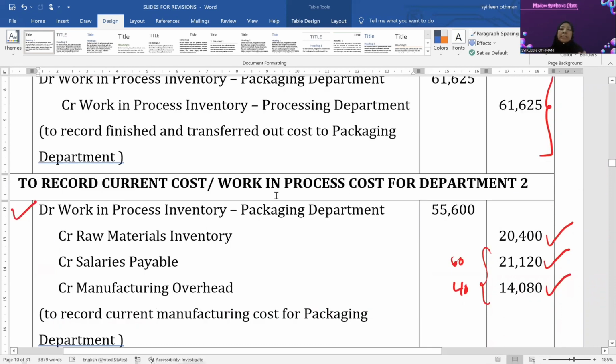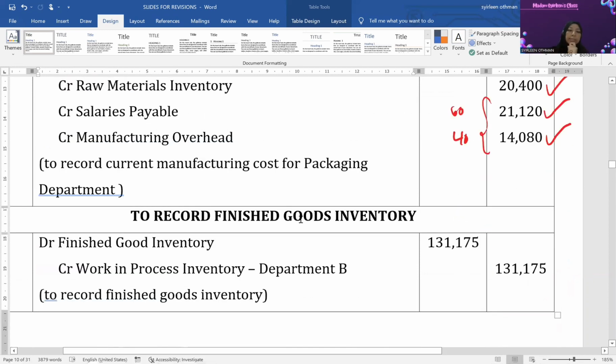So bila dah siap di department 2, barang tu akan keluar, cost tu, untuk produk tu akan keluar. Dia tak ada third department, dia akan terus masuk store lah. So bila dia masuk store, approach dia sama macam topic 7. Okay, dia akan keluar dari kilang. So kita akan credit work in process, tapi we need to remember, okay, this is a second department, right?